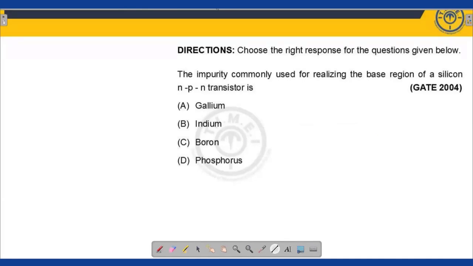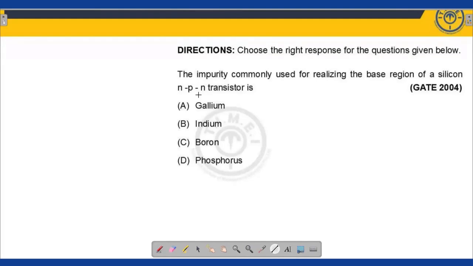The first question that has been asked in 2004, which is pretty important, is about the impurity commonly used for realizing the base region of a silicon NPN transistor. The base region of an NPN transistor, my dear friends.